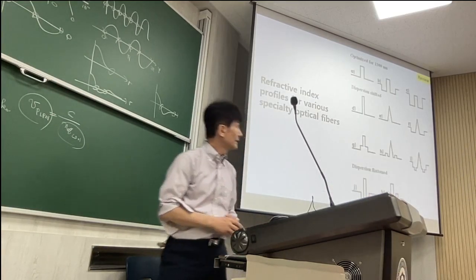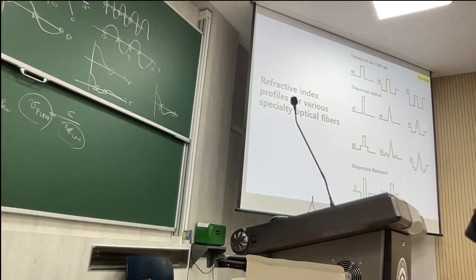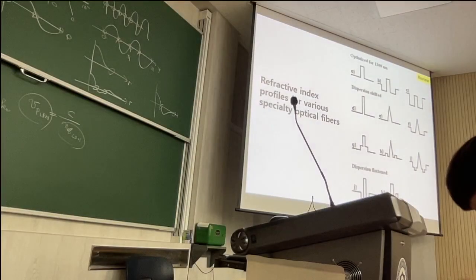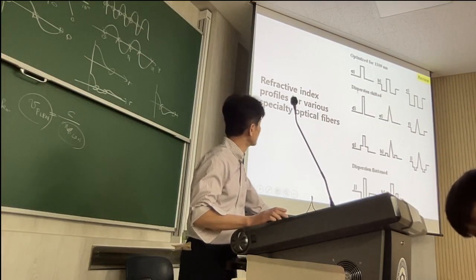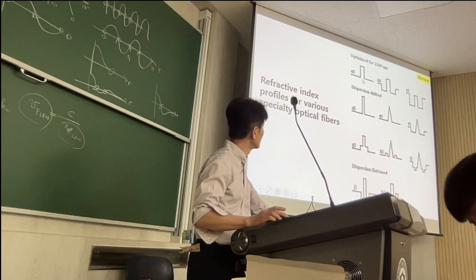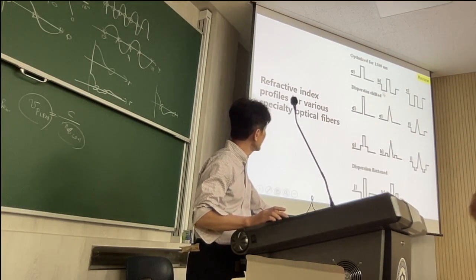And these are the different types of refractive index for different optical fiber. This is step index optical fiber. This is depressed cladding optical fiber. And this is double core optical fiber.